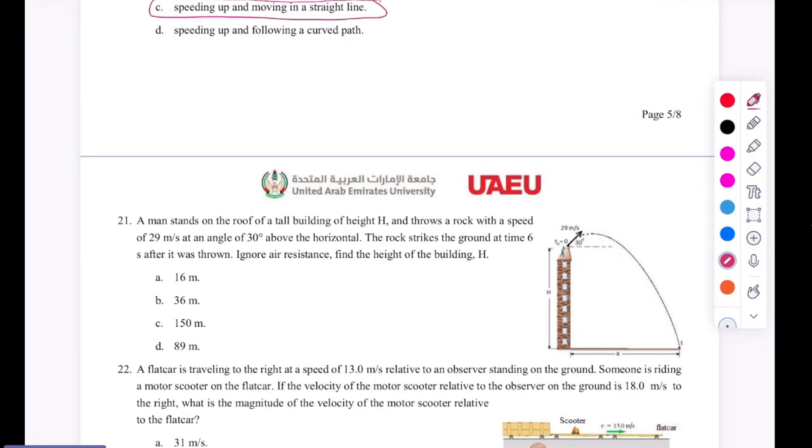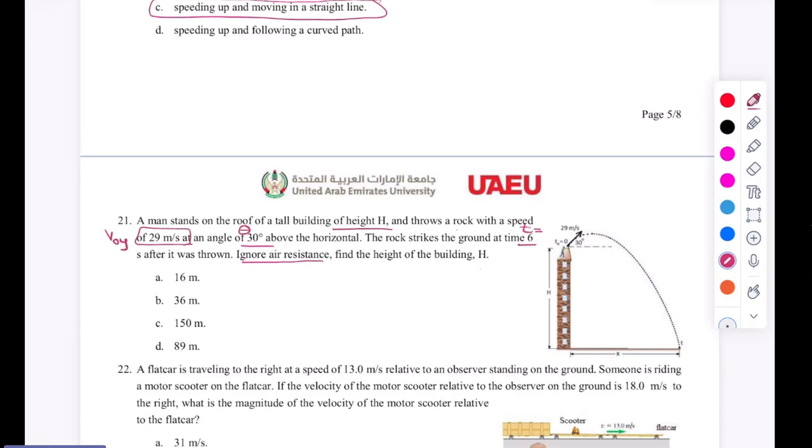Next question. A man stands on the roof of a tall building of height h and throws a rock with a speed of 29 meters per second. This is your initial velocity, at an angle theta. The rock strikes the ground at time 6 seconds after being thrown. Ignore air resistance. Find the height of the building.